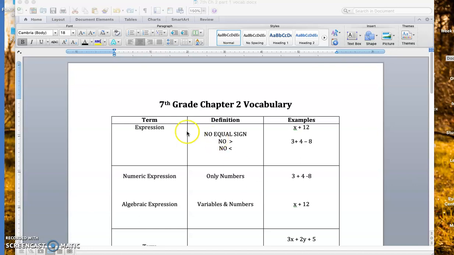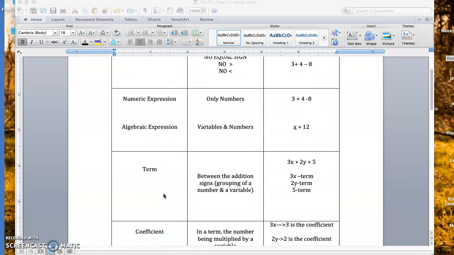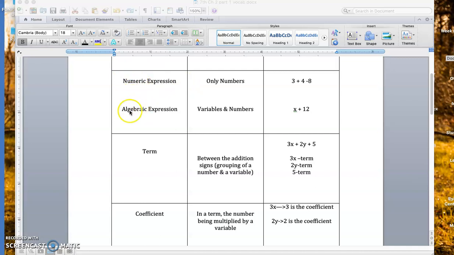So the first thing you want to know is, of course, what is an expression? An expression is something you've probably been dealing with since you first started math a very long time ago. An expression is anything that does not have an equal sign, a greater than, or a less than sign. So here are some examples over here. 3 plus 4 minus 8. That's an order of operations problem you probably did back in elementary. X plus 12. Again, there's no equal sign, so that's what makes it an expression versus an equation.